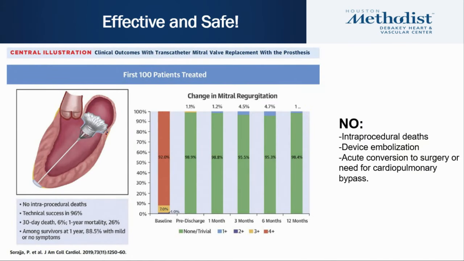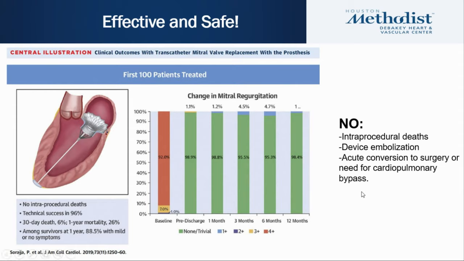This study showed that the Tendyne prosthesis was effective and safe. There were no intraprocedural deaths. Technical success was achieved in 96% of patients. The 30-day mortality was 6%, 1-year mortality of 26%. And among patients who survived to the first year, about 90% had mild or no symptoms.